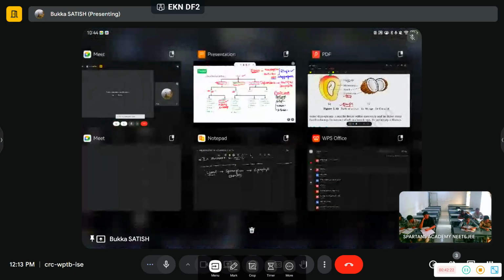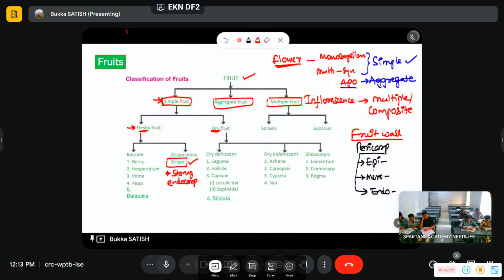Next, just the important type, legume. Simple, dry, dehiscent fruit. So in genetics, you'll come across this term legume. Legume means actually what? Fruit. Pod is what we call. The term pod is what we are going to use. It's basically fruit.